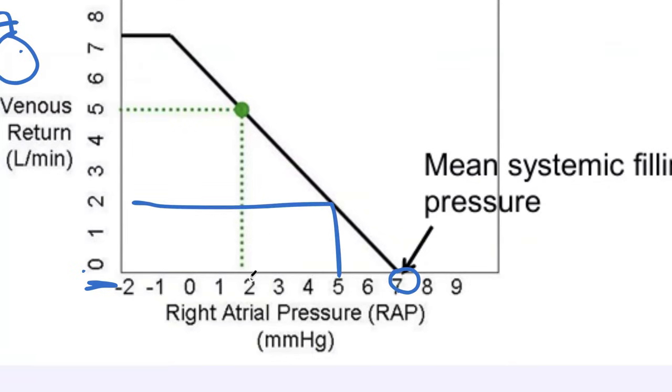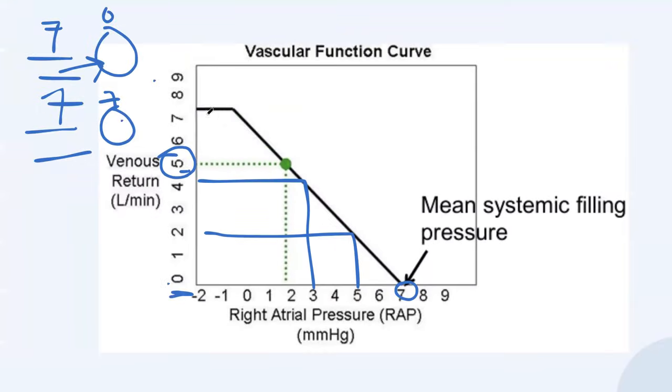Okay, at right atrial pressure of, for example, 3, venous return has increased until it reaches a limit. Okay, so the maximum venous return normally is 5 liters per minute because cardiac output normally is 5 liters per minute, and in normal circumstances, cardiac output equals venous return. Okay, you just know the shape of this curve, and just know that you have mean systemic filling pressure over here.